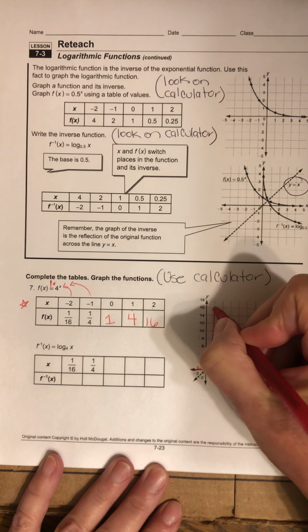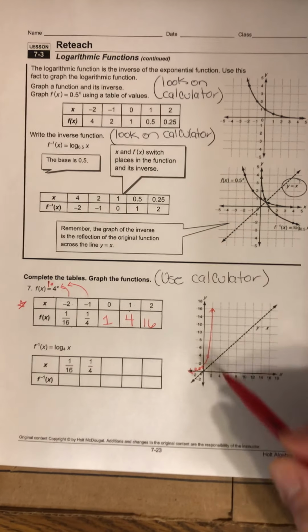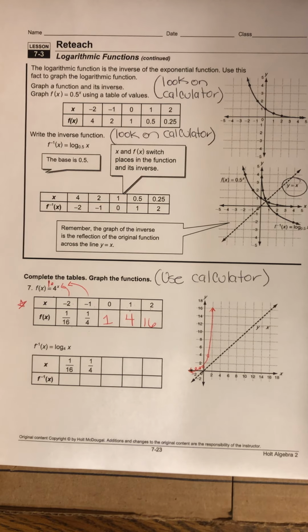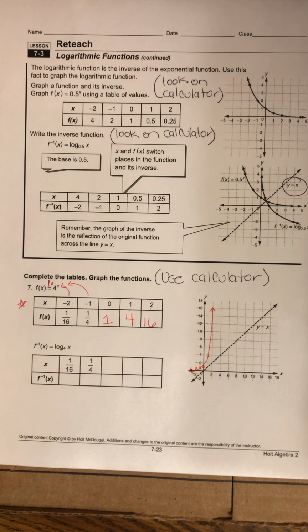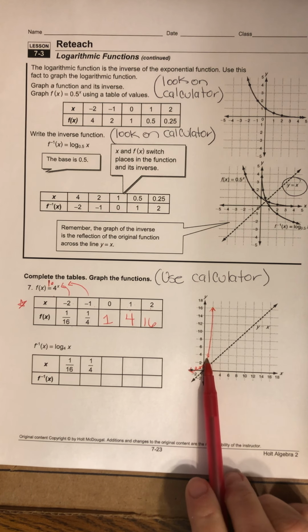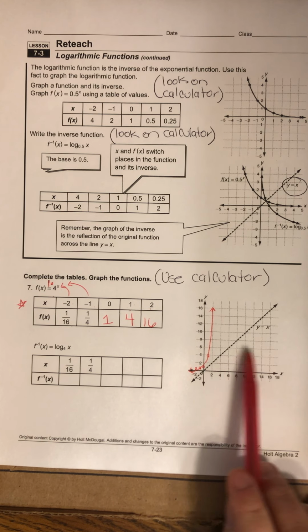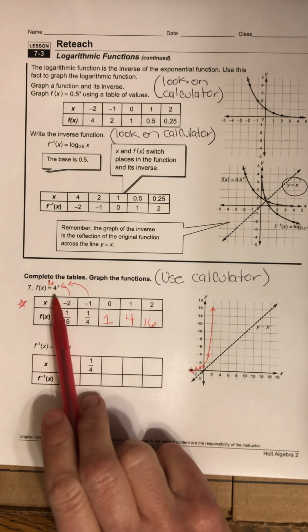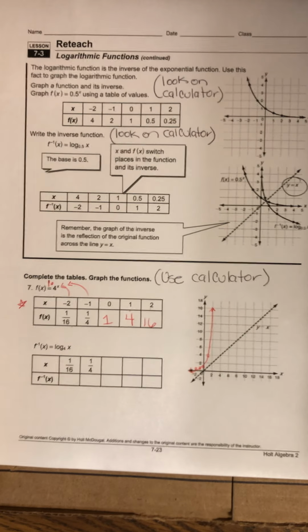And you knew that this graph was going to take a curve because it's an exponential function. You also knew it was going to be increasing as you went to the right, like you see, because your base is 4. And anytime the base is bigger than 1, the function is going to increase.